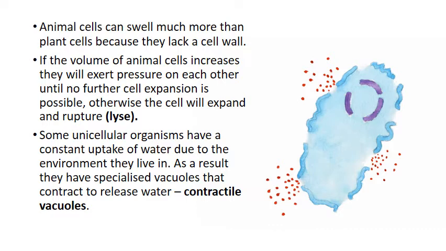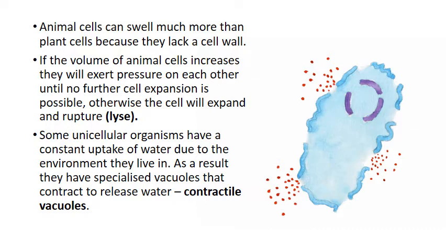So when animal cells swell, like we were just saying before, they can swell much more than plant cells because of that lack of cell wall. So if the volume continues to increase, then they can't go any further. There's only a certain amount of expansion that they can have, and then they're going to rupture or burst, or in science terms, lyse.